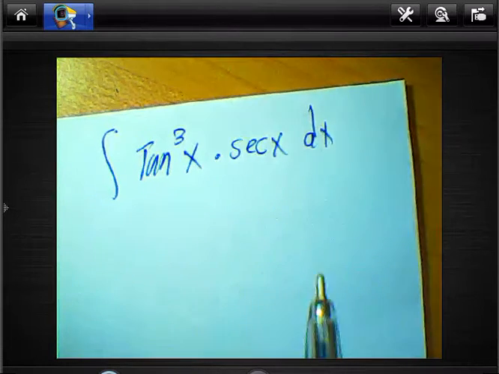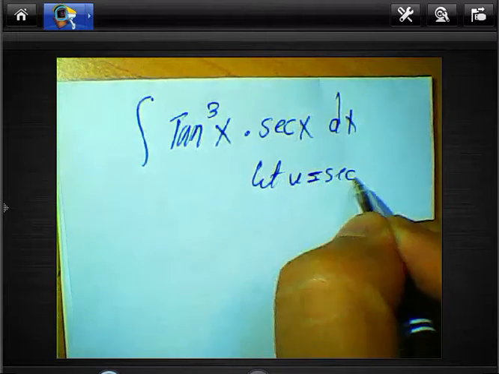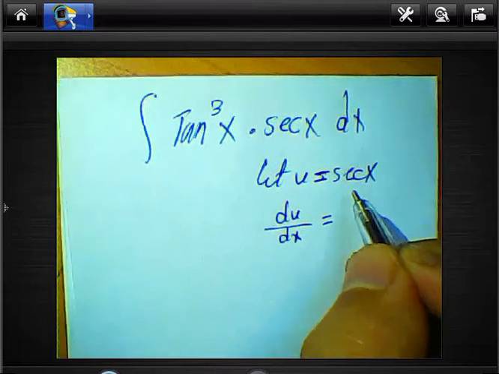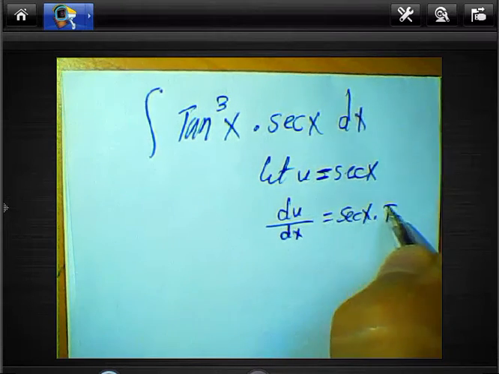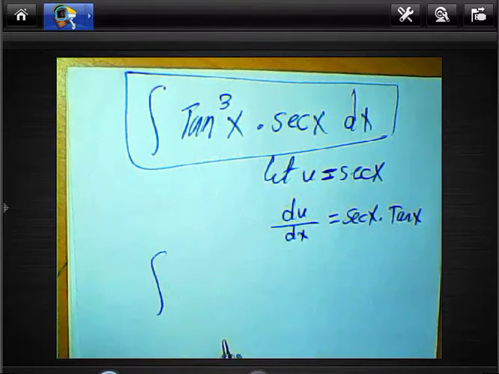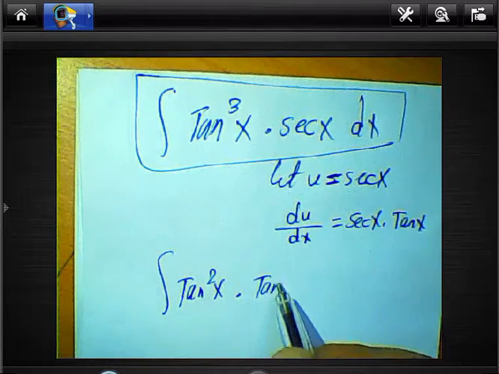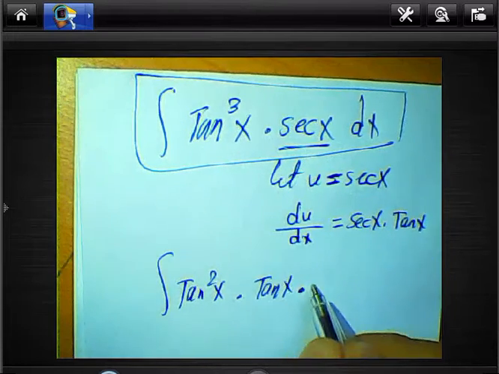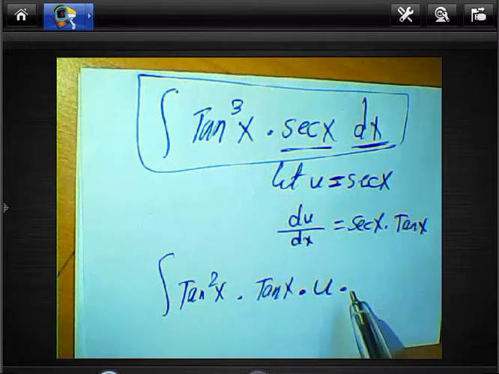Tan to the power 3x dot sec x. We can let u equal sec x, and du over dx equals the derivative of this function. The derivative of sec x will be sec x tan x. In this example we can write the integration here: tan to the power 3x, we can write it as tan to the power 2x dot tan x, and we can write sec x equal u dot dx. dx equals what? dx equals du over sec x tan x.